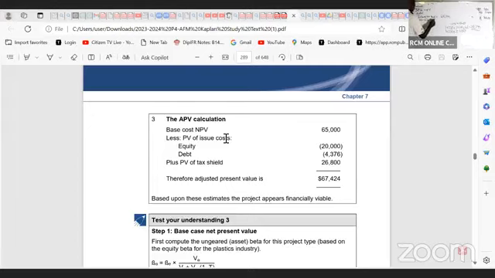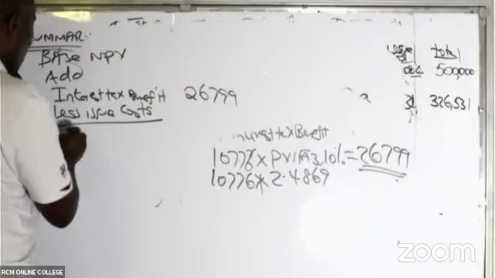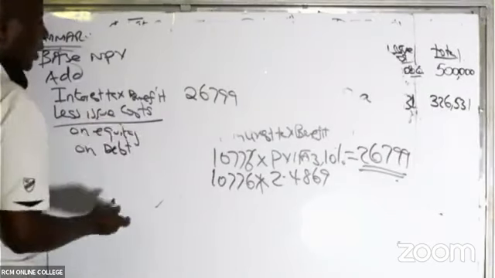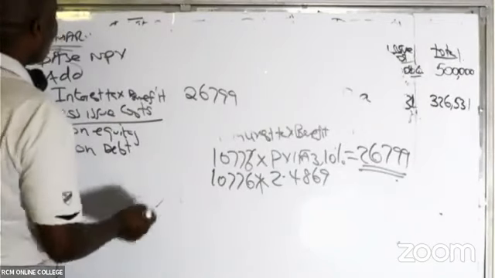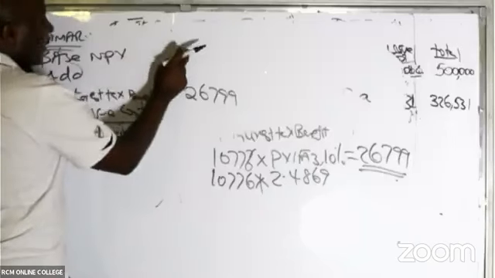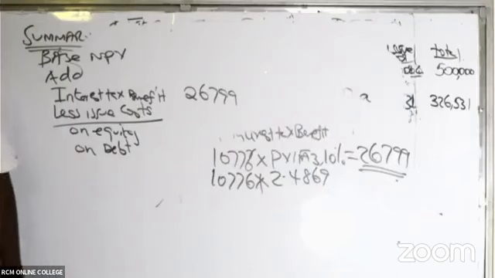And then we less issue costs. We have an issue cost on equity and the issue cost on debt. I'm not able to remember the figures very well, but at least the base NPV we're able to remember. Is there somebody who can give us this base NPV?